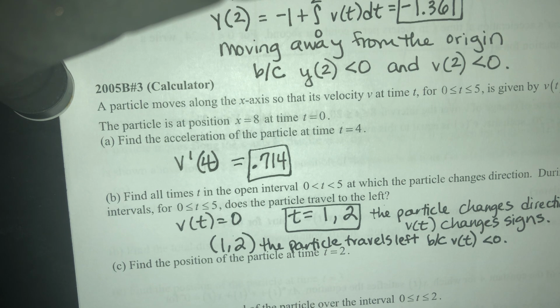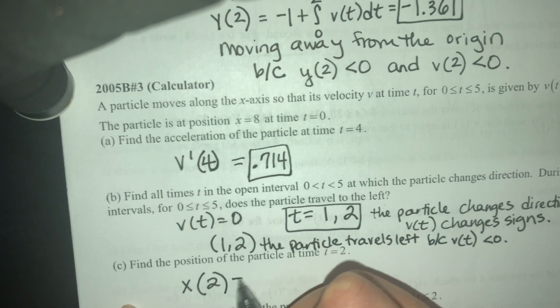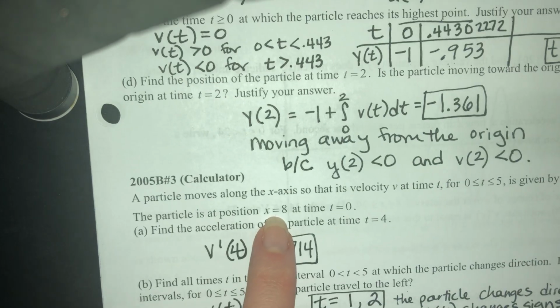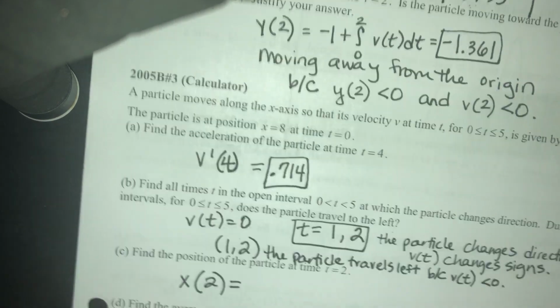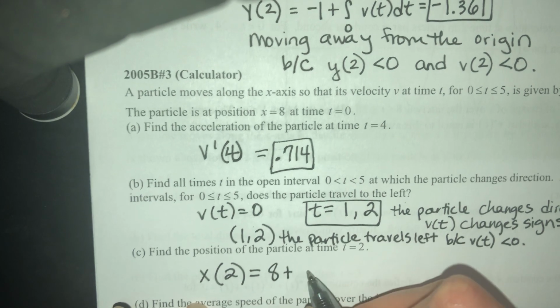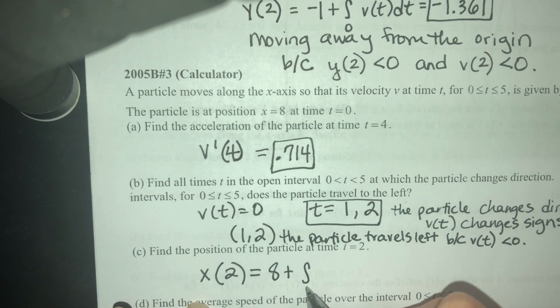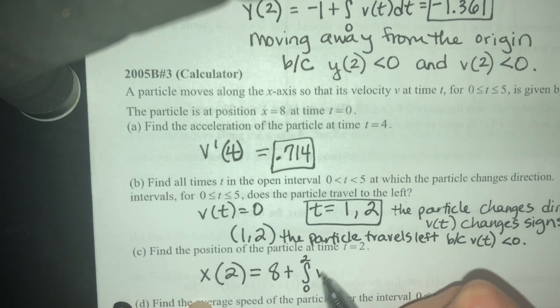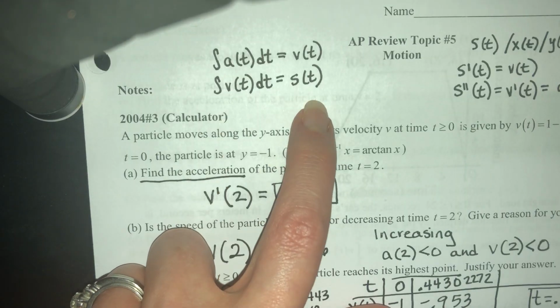Okay, part C. Find the position of the particle at the time t equals 2. So we have a position equation. I'm going to call it x because we're moving along the x-axis. So x of 2 will equal the initial position, which was given in the prompt at time 0, x is 8. So I'm going to put 8 plus the integral from the initial time 0 to the final time 2 of the velocity function dt, because if you'll remember, integrating your velocity gives you your position.